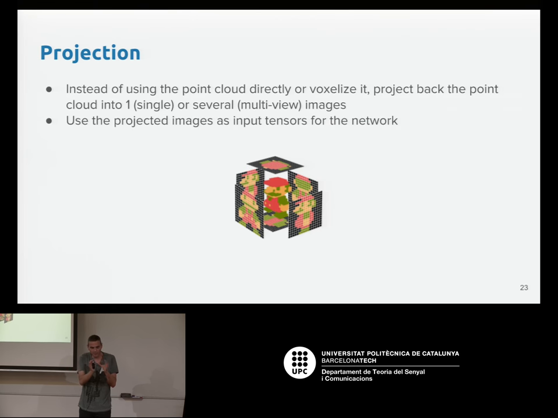Instead of having the point cloud, instead of voxelizing, let's project into one or more views, and use the projected images as the input for the network. So here you have the example. Instead of using the point cloud in the middle, you will use the images around it. Okay, and you can use one or two. I can give you some examples here.